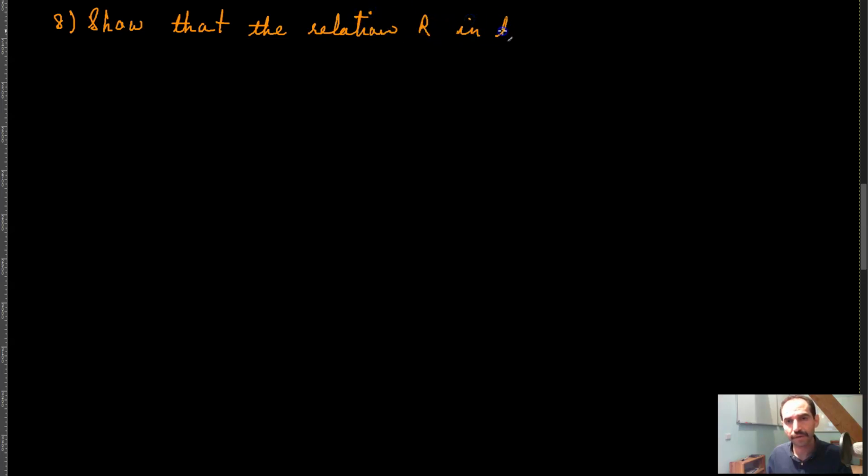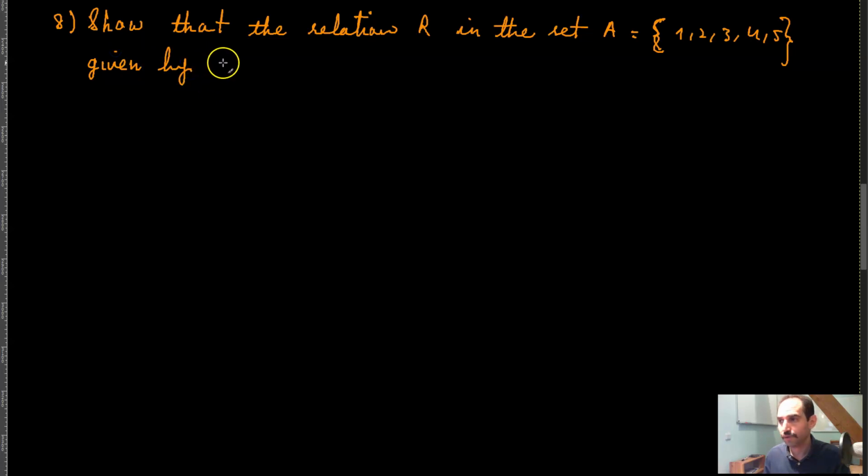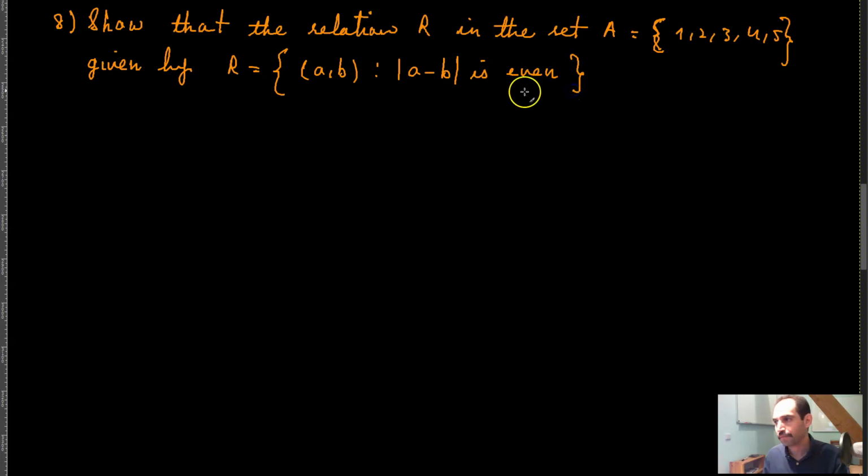Now question number 8 is: show that the relation R in the set A, which is equal to {1, 2, 3, 4, 5}, given by R equal to all the ordered pairs (a, b) such that the absolute value of a minus b is even, is an equivalence relation.